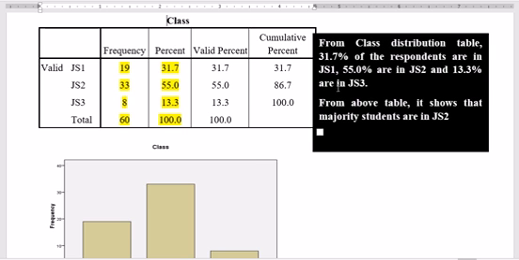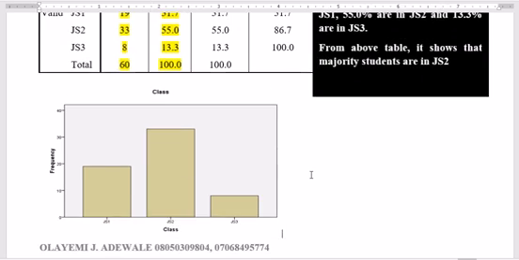And now, from this analysis, we can easily tell them, because the major thing here is to describe. Therefore, from the above table, it shows that the majority of students are in GS2. Why? Because of the percentage. Even when you add the percentage of GS1 and the percentage of GS3 together, they are not up to the percentage of GS2. And from there too, I can show it to a layman. See, these are it now.